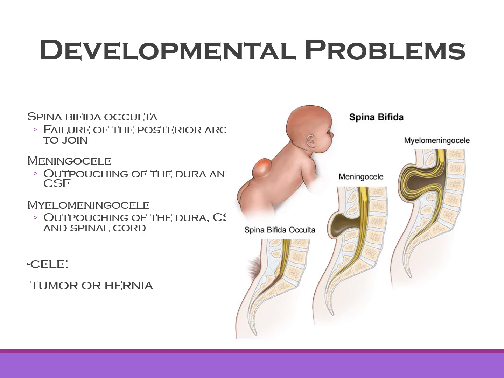What's spina bifida occulta? Occult means hidden. Okay, so occult means hidden. So failure of the posterior arch to join, but you won't necessarily see it. You might see it on x-ray.